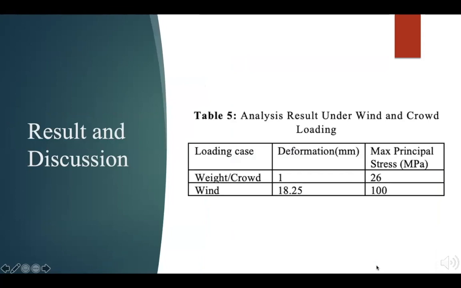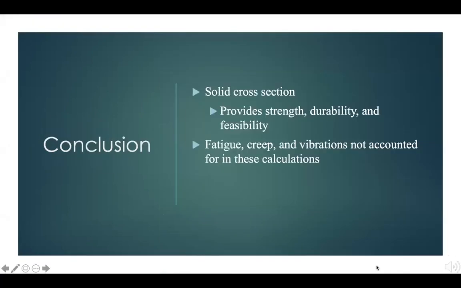The deformation is 1 mm for crowd loading and 18.25 mm for wind loading conditions, and the maximum stress is 26 megapascals and 100 megapascals respectively when A36 steel is used. In conclusion, it can be said that the circular cross-section provides strength, durability, and feasibility to the structure when combined with A36 steel material. The design and optimization process excludes other aspects like fatigue, creep, and vibrations, which can be calculated to get an even more detailed design of the bridge.